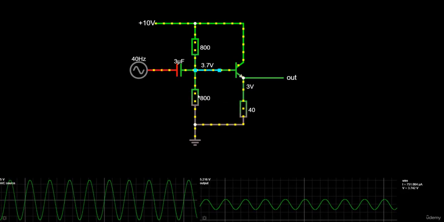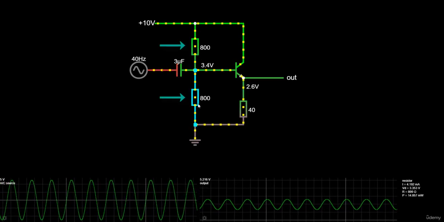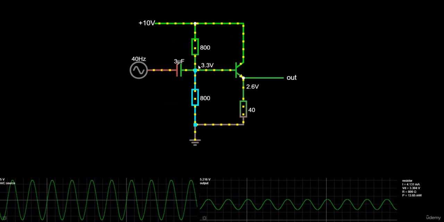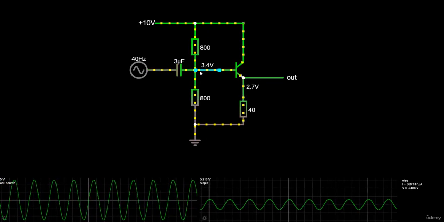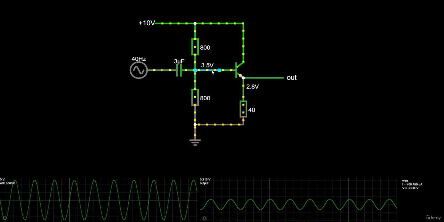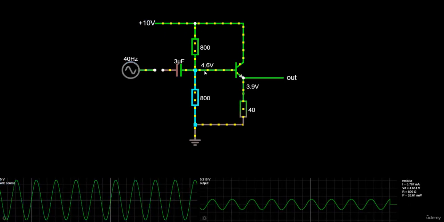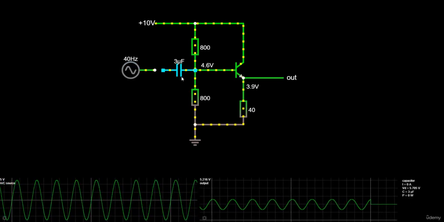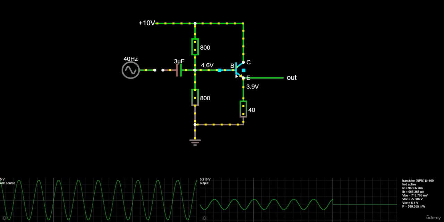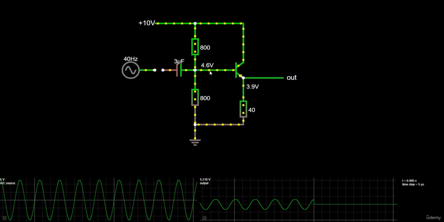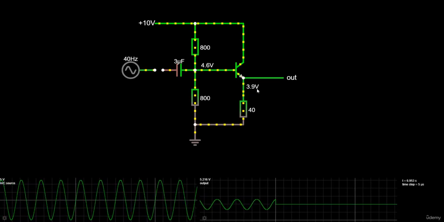One possible solution is to add a biasing network for this transistor, which consists of these two resistors, which after all form a voltage divider, right? Since the values of these two resistors are equal, the output voltage of this voltage divider is about half of the power supply. To be more exact, it's 4.6 volt. If the base voltage is at 4.6 volt, the emitter voltage will be one diode drop less. So 4.6 volt minus around 0.7 volt is 3.9 volts.